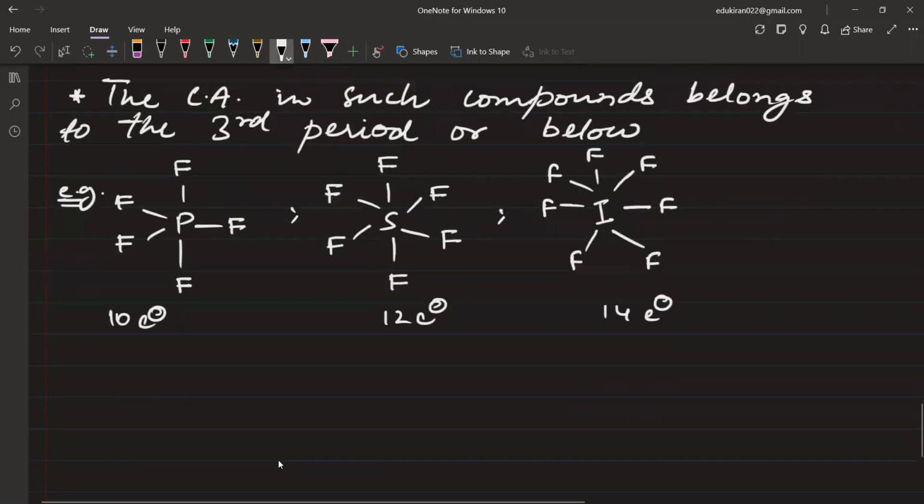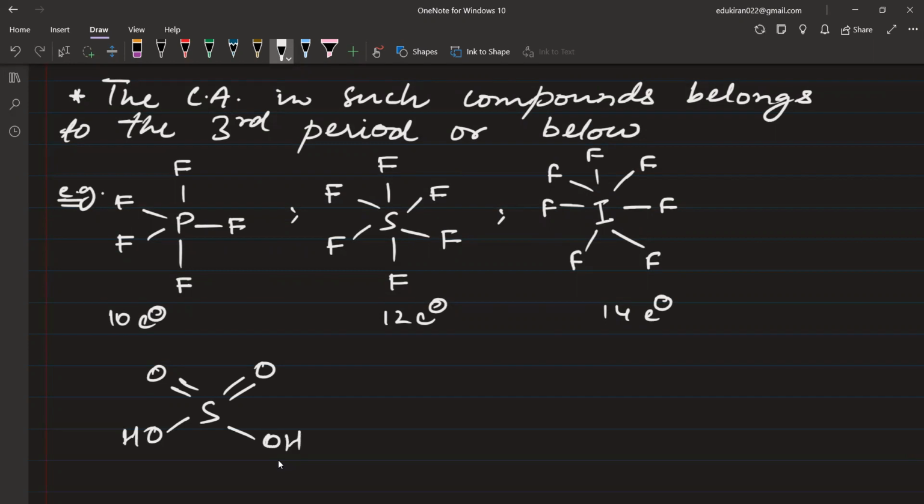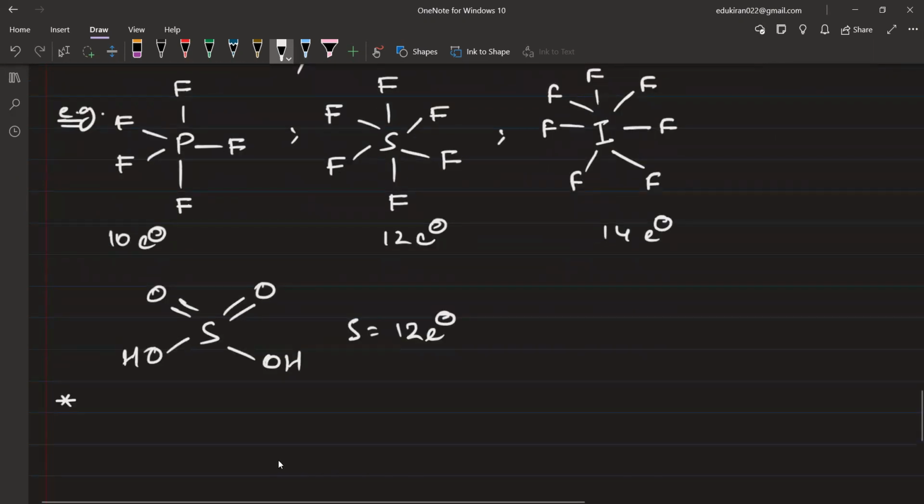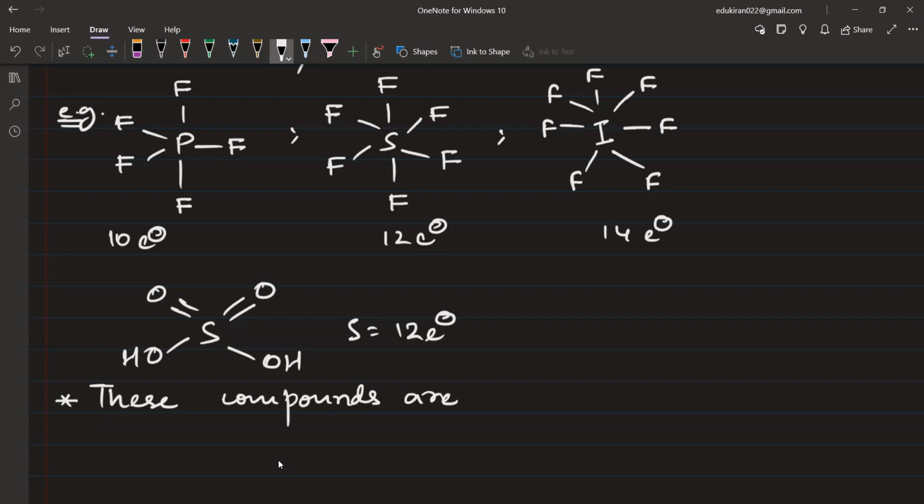Similarly, अभी हमने एक स्ट्रक्चर देखा है सल्फर का H2SO4 का, in which the structure is something like this: double bond O, OH, OH. So here the sulfur is having again 12 electrons. All right, next. These compounds are also called hypervalent compounds.